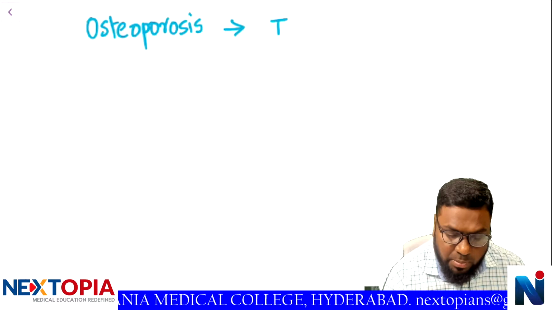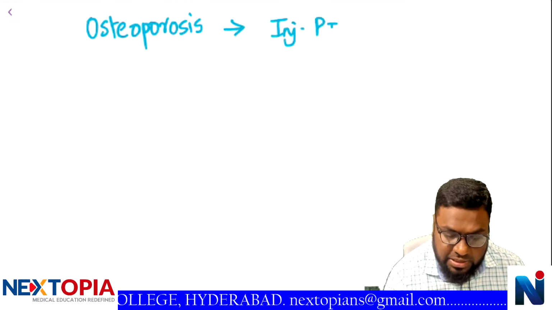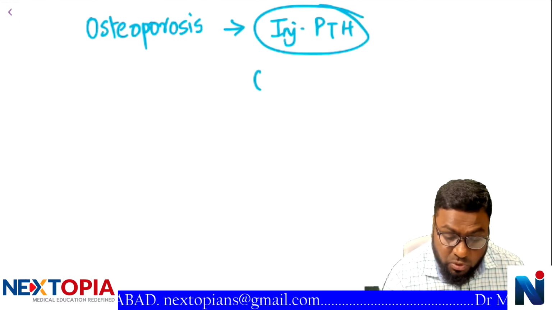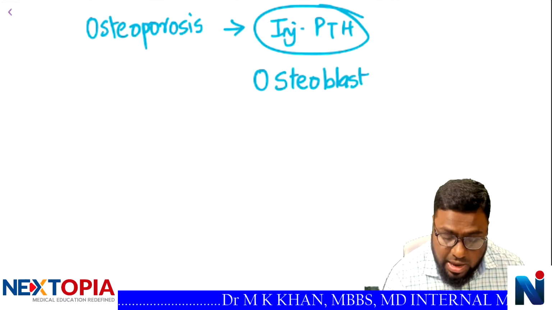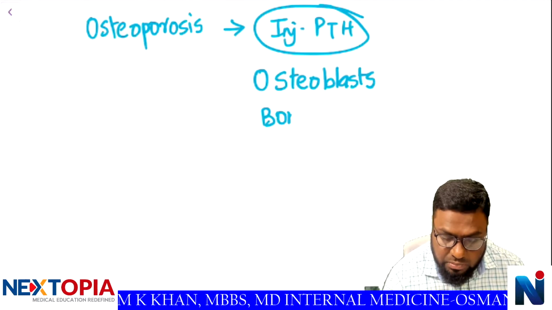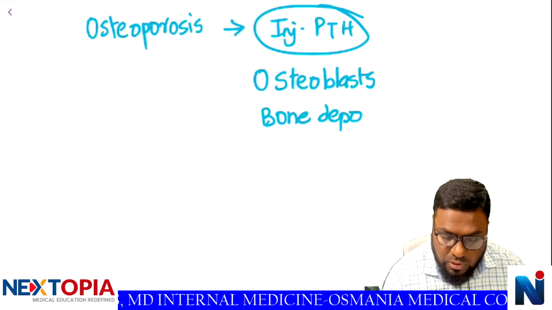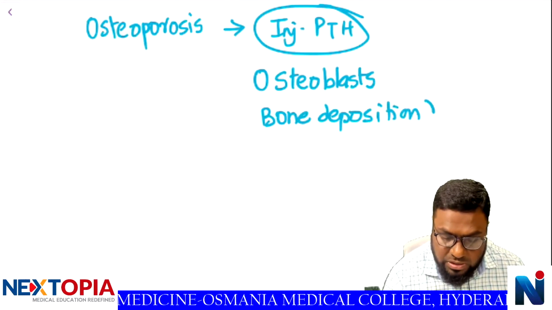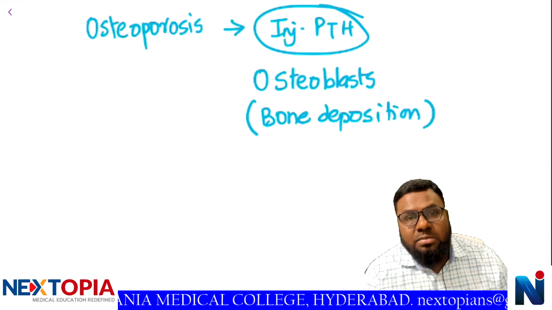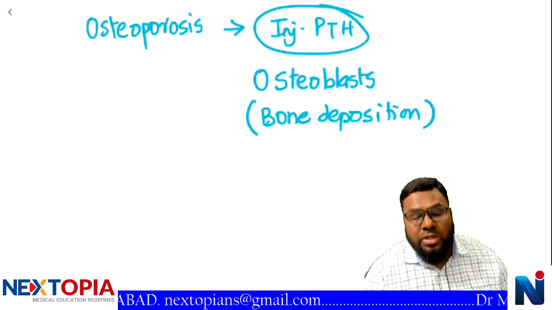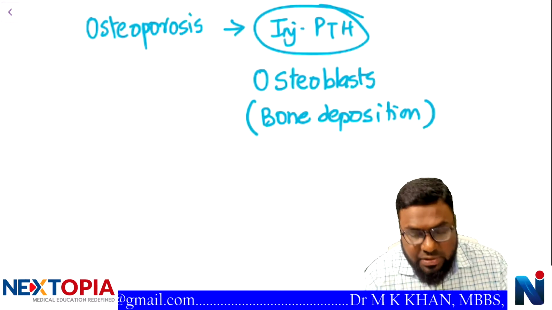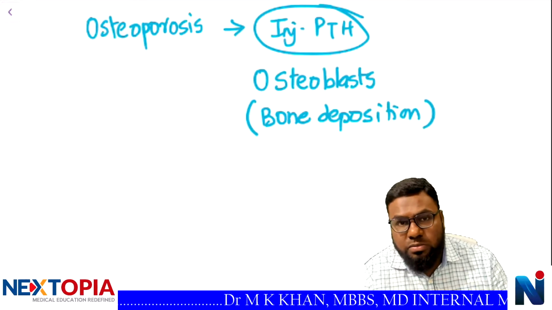So the injectable form of parathormone that we are giving as a treatment for osteoporosis is actually promoting osteoblast and causing bone deposition. So this is a paradoxical role. Exact mechanism is not known, but its treatment in osteoporosis is approved by FDA, and injection parathormone can be given in severe forms of osteoporosis to cause bone deposition.